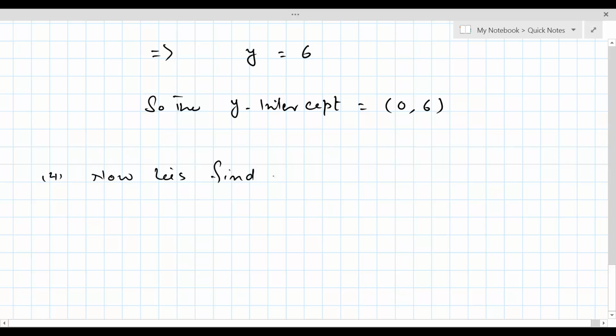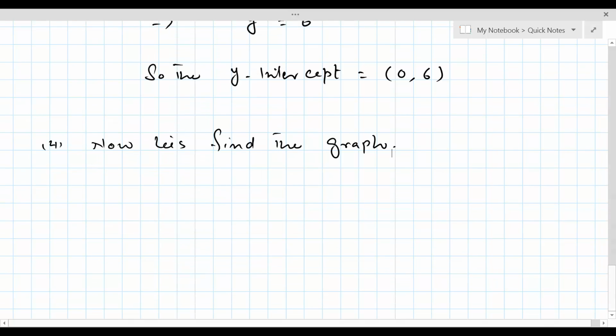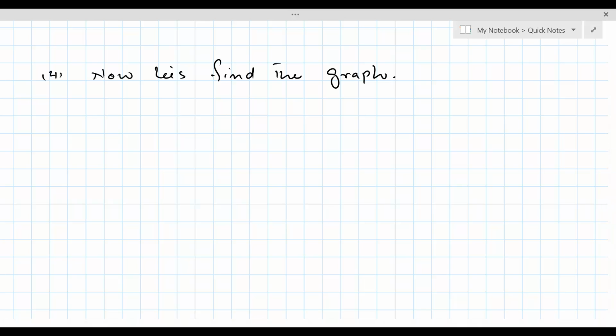For finding the graph, there is one way of getting a table of values and then plotting the points on the grid and joining those points with a freehand curve. That will give you a parabola. But we have learned another method, and that method in fact is very easy if we know the vertex. So we already know the vertex. The vertex was equal to minus 2 and 2.